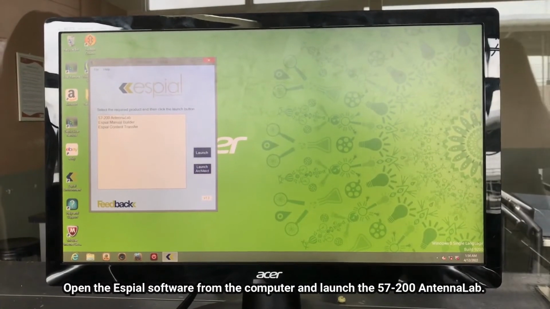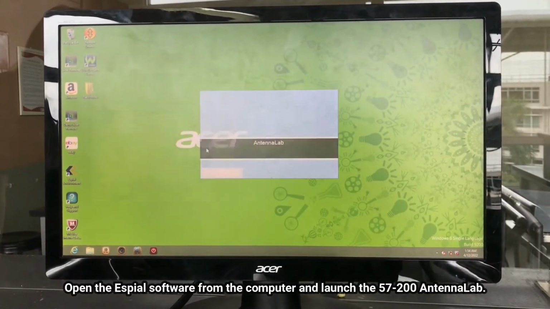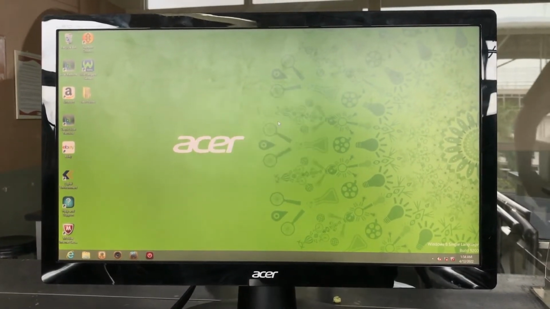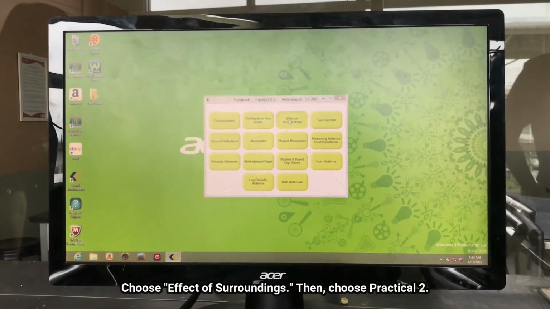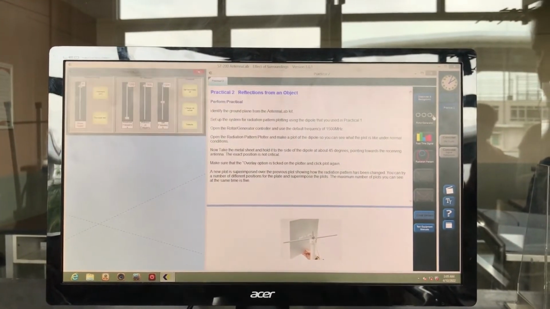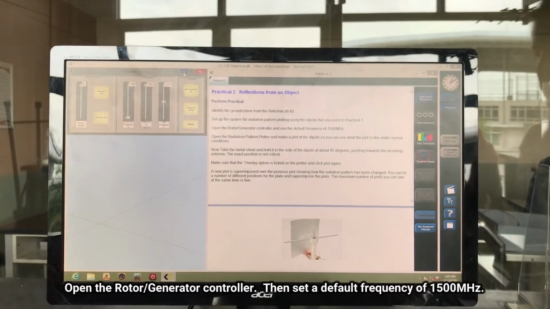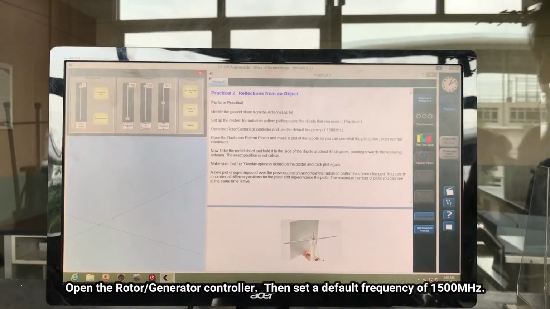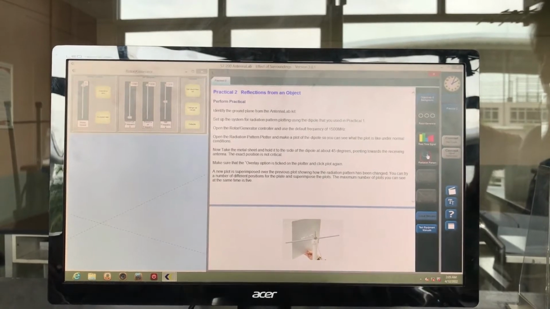Open the Espio software from the computer and launch the 57200 antenna lab. Choose Effect of Surroundings. Choose Practical 2. Open the rotor or generator controller, then set a default frequency of 1500 MHz.